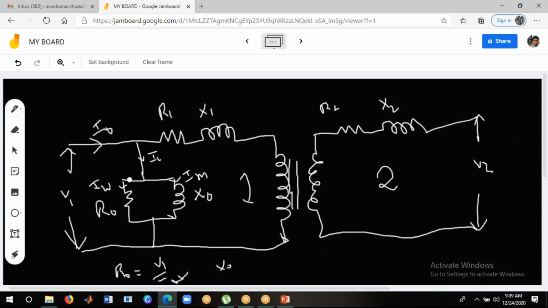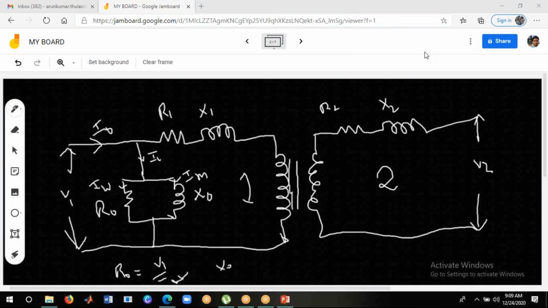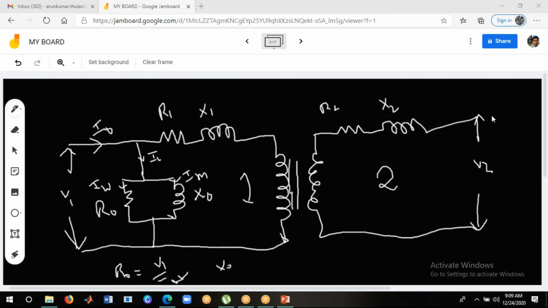What is the relation between I0, Iw, and Im? I0 equals Iw plus Im. Right. Why? Because I0 is the entering current and this current splits up into Iw and Im.